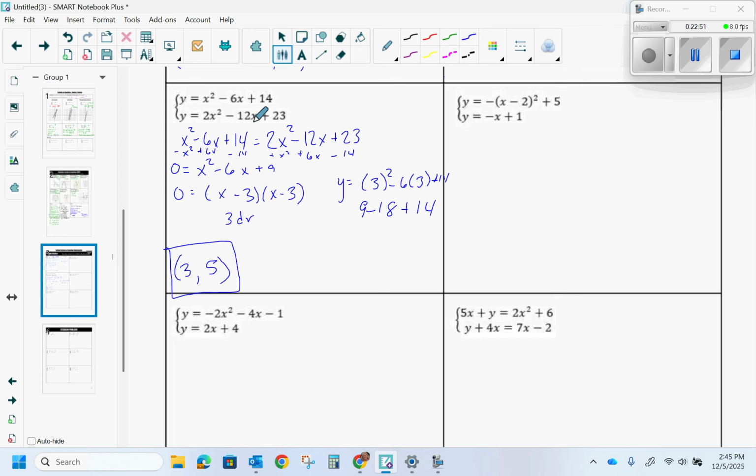And again, if you want to throw that into Desmos and check your answers, go for it. All right, so this next one is going to be a lot more algebra to set them up equal to each other. Let's check that out. We're going to have to do a little bit of FOILing. So we're going to have negative, and then we're going to FOIL this out. So that's x minus 2, x minus 2. So that's going to be x squared minus 4x plus 4.